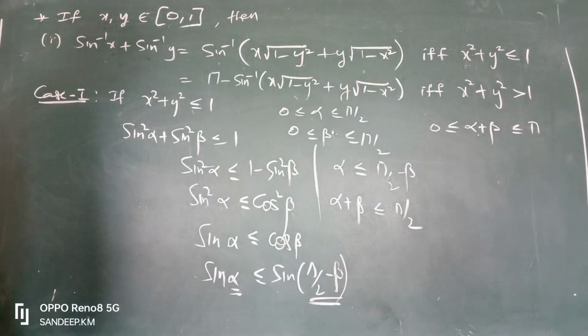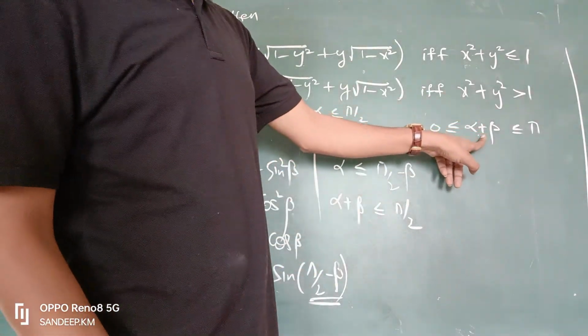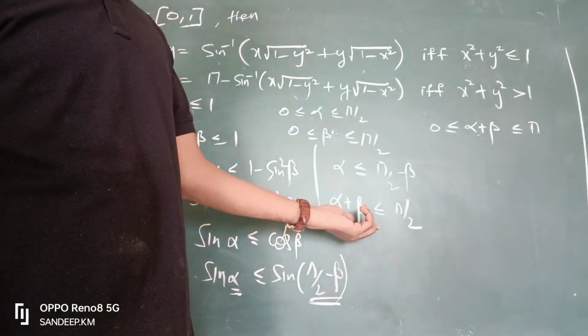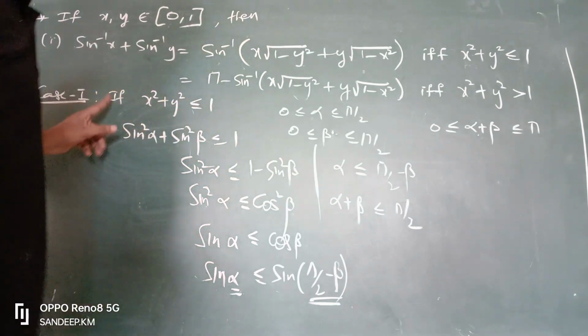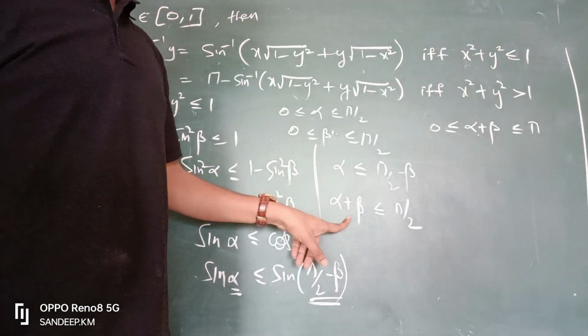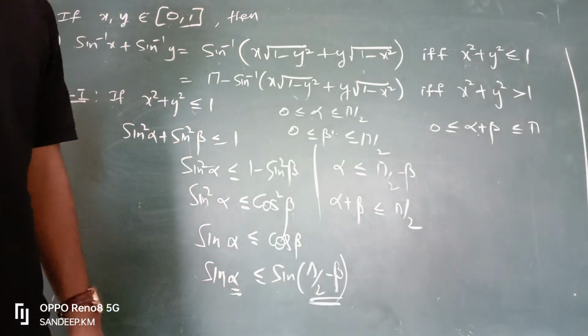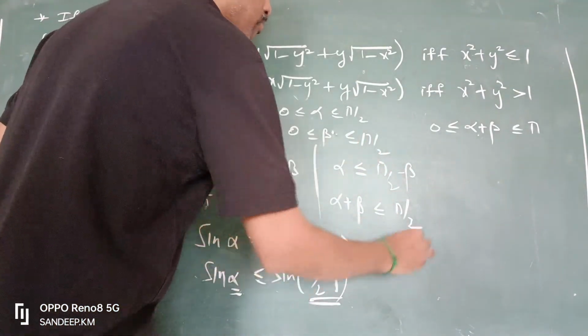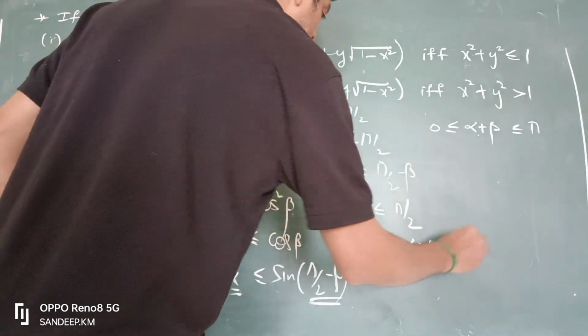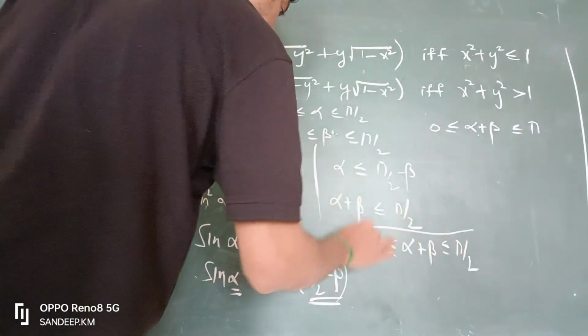Now please observe, already alpha plus beta is between 0 and pi, and now we have understood that in case 1, if x square plus y square is less than or equal to 1, then alpha plus beta is less than or equal to pi by 2. So from this we can conclude that alpha plus beta is greater than or equal to 0 and less than or equal to pi by 2. What is the use of it?